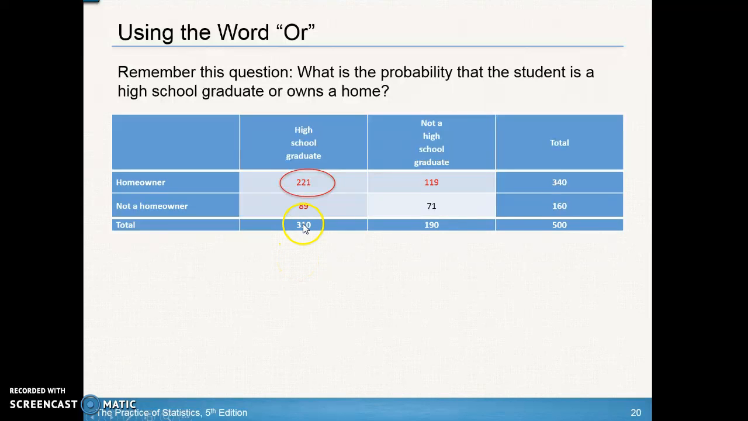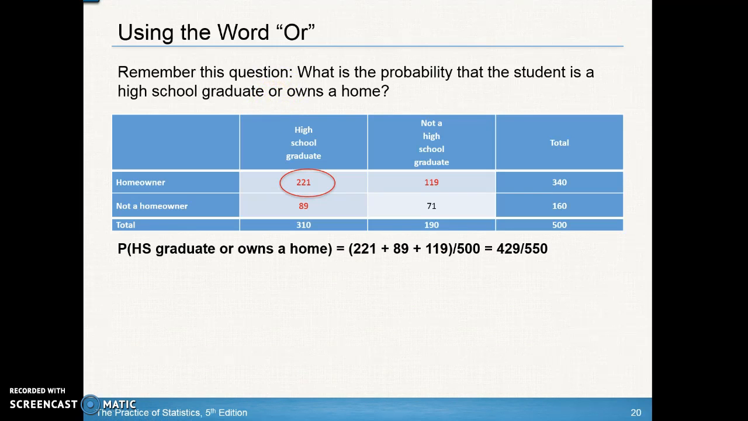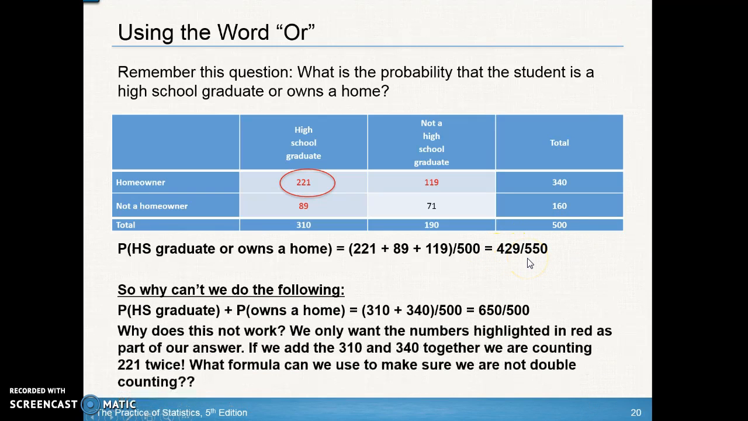Okay, so in the previous slide we talked about why with the OR probability you have to subtract this portion that's counted in both the total of high school graduate and not a high school graduate. So notice the wording, what's the probability that the student is a high school graduate or owns a home? So you want to be looking out for the word OR. When we find that out, if you have a table, it's easy to do. You just add up what's in your table, 89 plus 221 plus 119 divided by the total of 500, which gives you 429 out of 550.